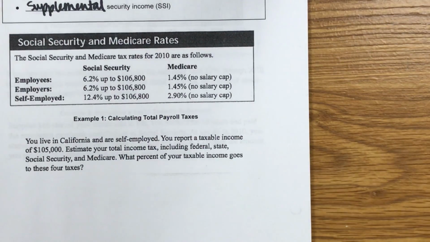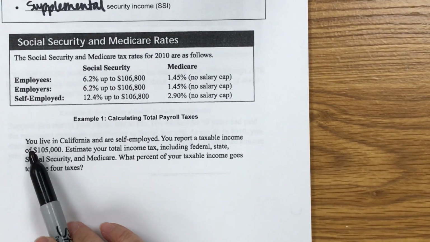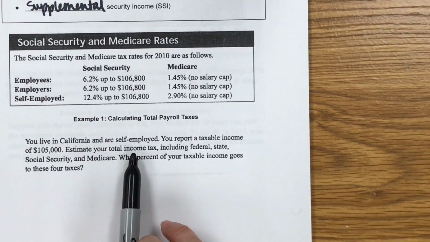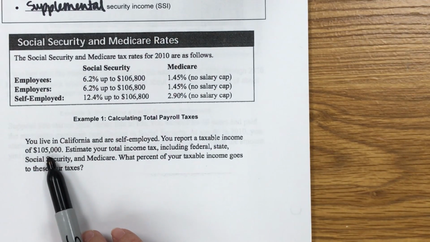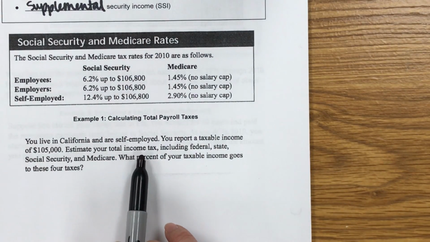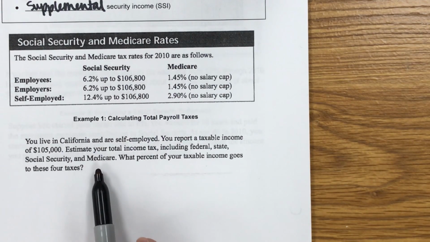All right, so we're going to move on and do example 1. It says calculating total payroll taxes. So for this example, you live in California and are self-employed. You report a taxable income of $105,000. Estimate your total income tax, including federal, state, Social Security, and Medicare.